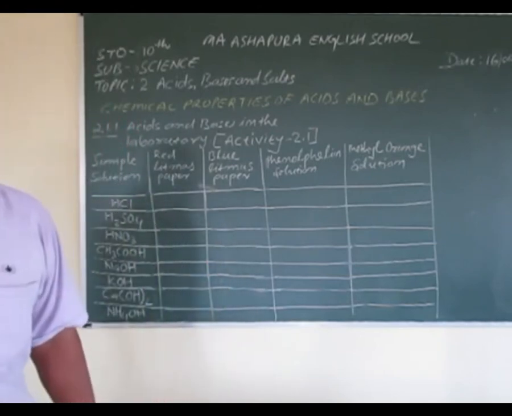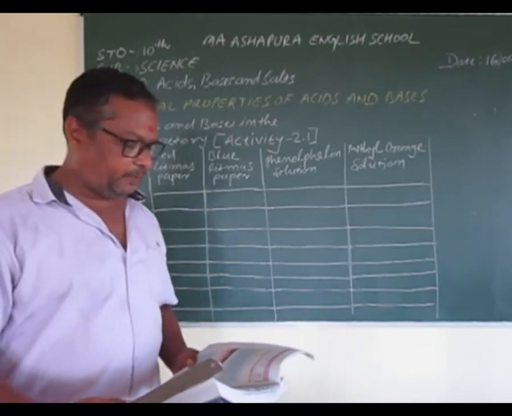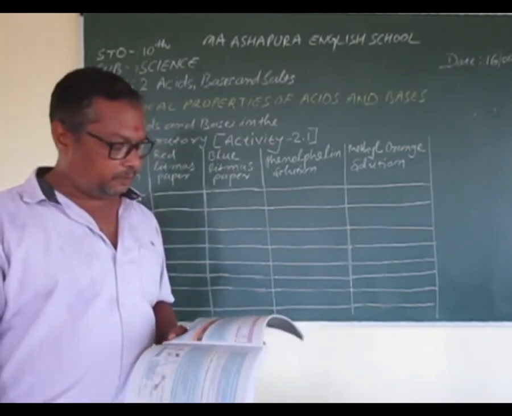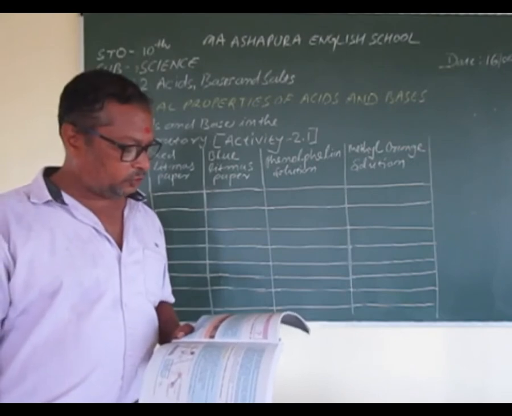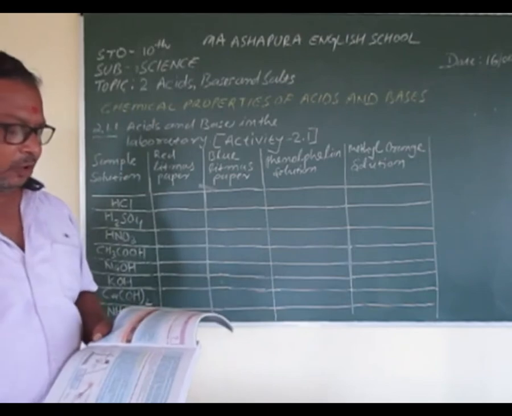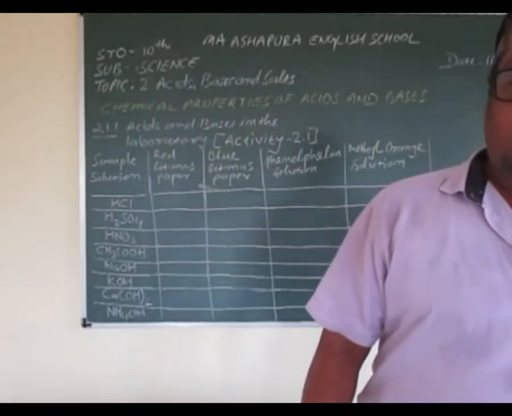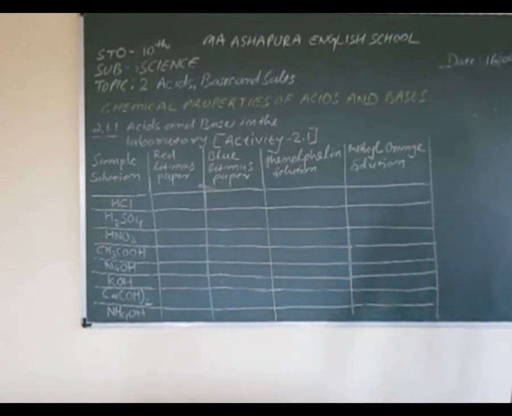Okay, third one, what changes in color did you observe with red and blue litmus paper, phenolphthalein and methyl orange solution for each of the solutions taken, and tabulate your observations in Table number 2.1. Okay friends, now let's see the table.